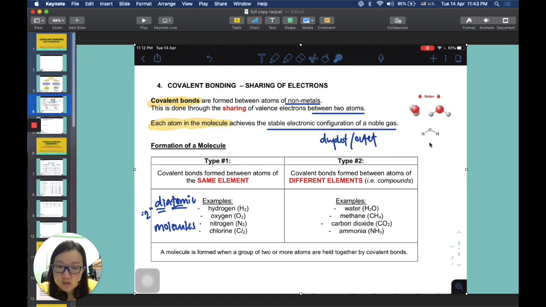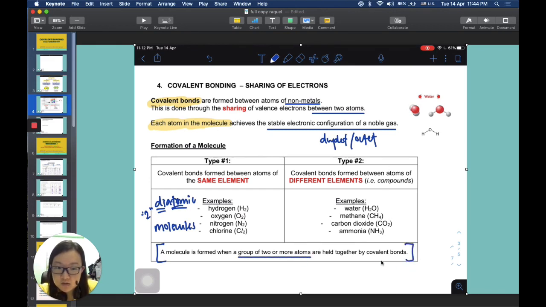Second type will be when your covalent bonds are formed between atoms of different elements, thereby forming compounds. So these are your common examples: water, methane, carbon dioxide, and ammonia.